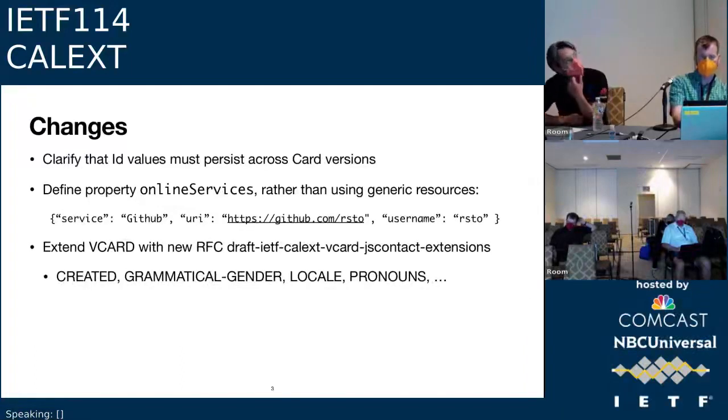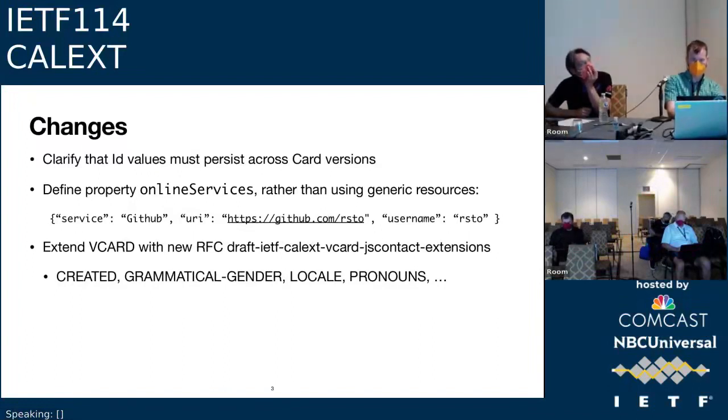What are the main changes? For JS contact, we clarified that the ID values that you use in these JSON objects for mapping specific types like addresses and others to short identifiers must be persisted. That's mainly because we want to make patching existing JS contact objects easy, and it's way easier if you can rely on these IDs being set as you had stored them on your client or whatever.